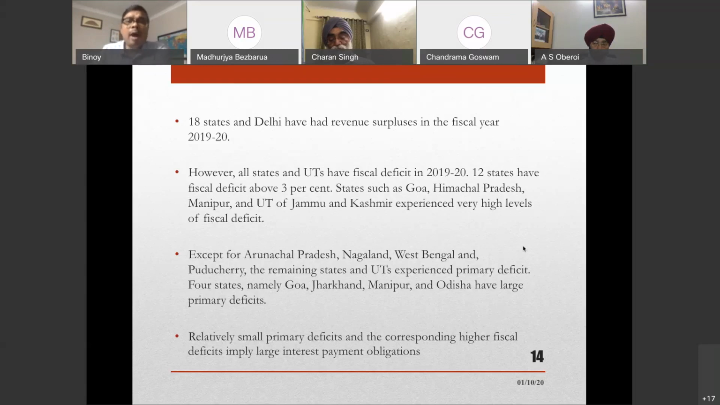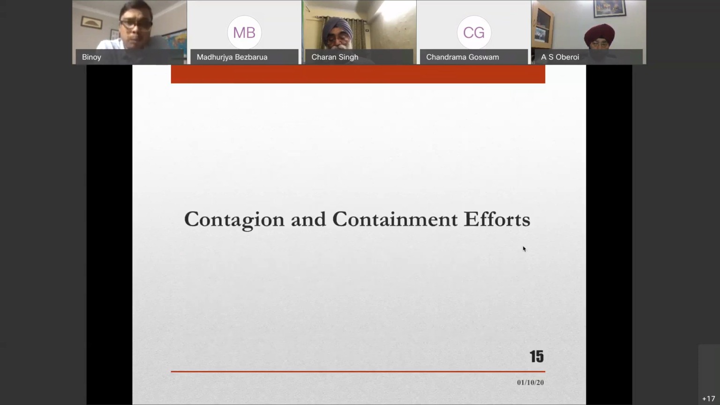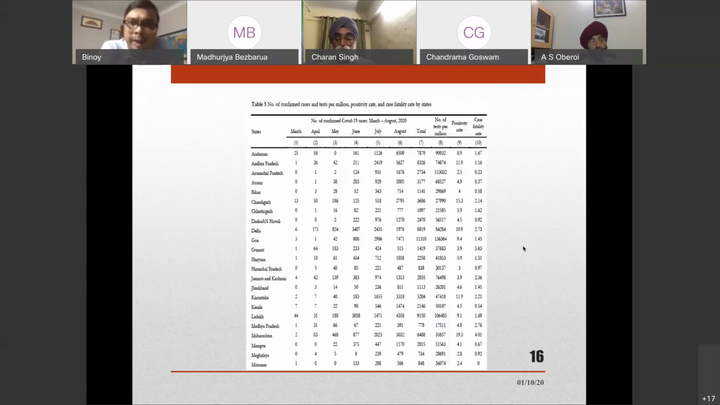Okay, and now I move to the second issue, which is the spread of the virus across states and the containment efforts put in place by the states. In the tables, what we have here is the number of confirmed cases across states and union territories up to August 1st, and then we have the total numbers, but these are all per million numbers.